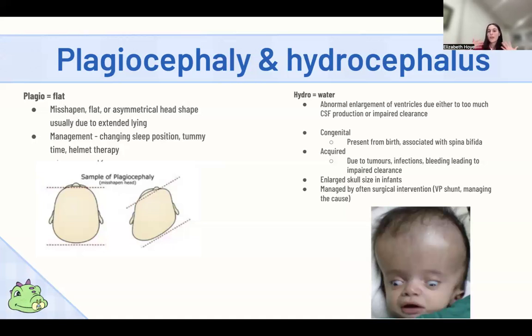Having all that CSF in the ventricles eventually leads to an enlarged skull size in infants, and it often needs a surgical intervention. So that's a VP shunt, or if the cause can be identified, addressing that as well.